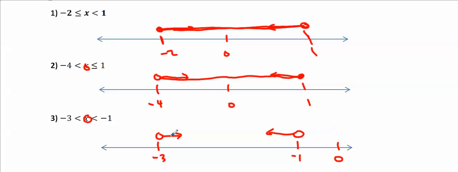Okay. So everything in between here is my solution. Because remember, with ands, both of them have to be satisfied. So the arrows are going to stop when it hits the other end. So I've got everything between -1 and -3.